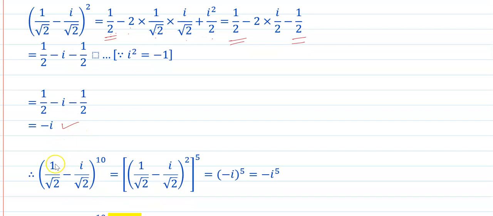Okay, and hence (1/√2 − i/√2)^10 means what? (1/√2 − i/√2)^2, and the whole raised to 5. Then what is its value? (−i)^5 means what? −i^5.